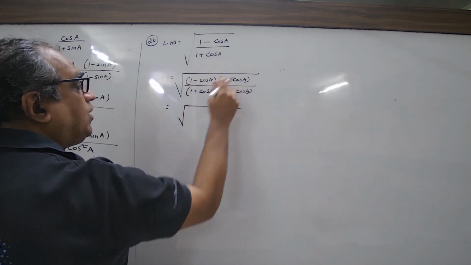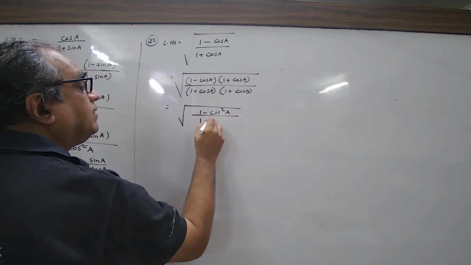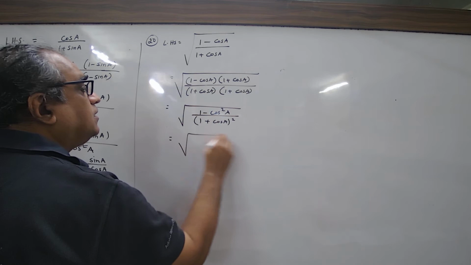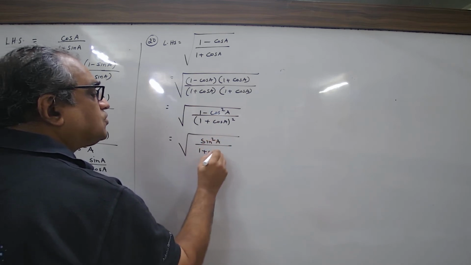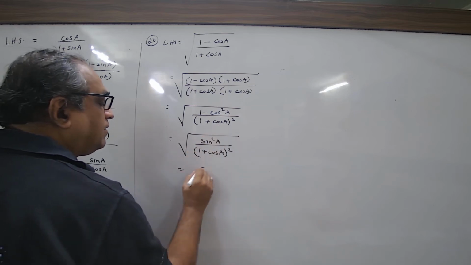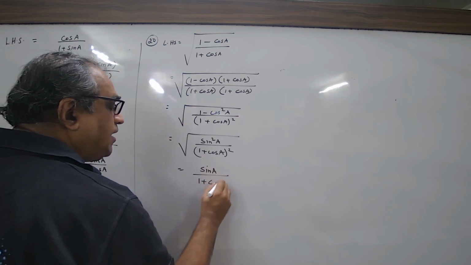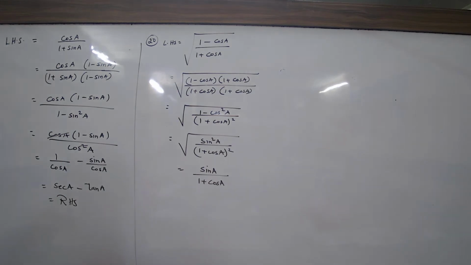A minus B into A plus B, A squared minus B squared. And this will become A plus B the whole square. This is sin squared A by 1 plus cos A the whole square. This is squared, this is square, it will get cancelled with the square root. Sin A upon 1 plus cos A.